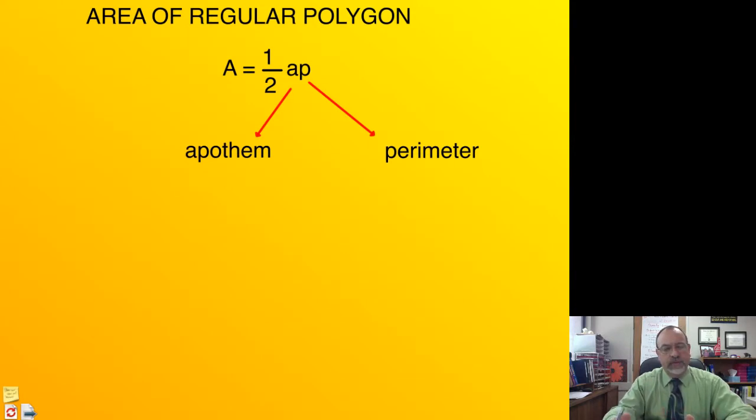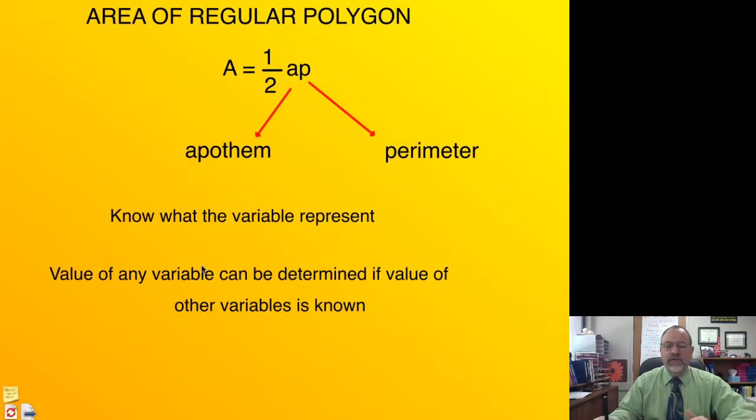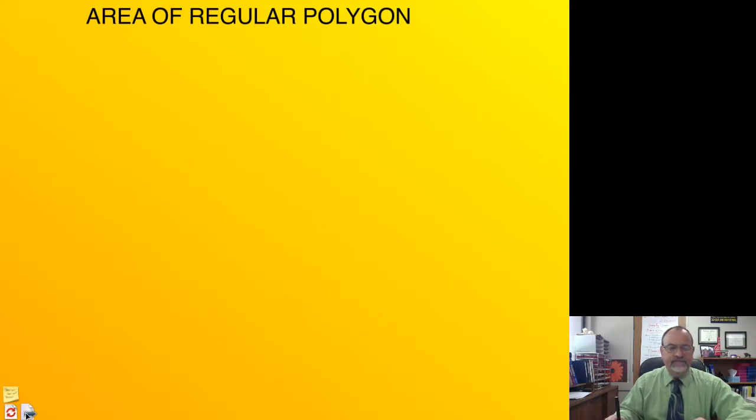And then the p is the perimeter, a word we used before. The perimeter is the distance around the outside of a figure. And so what we'll have to do to find the perimeter is add all the sides together. So it's important to know what the variables represent. And remember, the value of any variable can be determined if I know all of the other ones. So if I'm given the area, I can figure out the perimeter as long as I know the apothem.